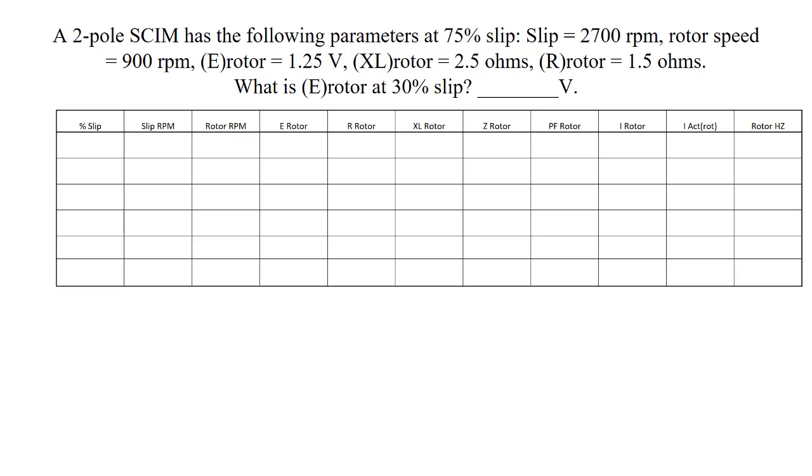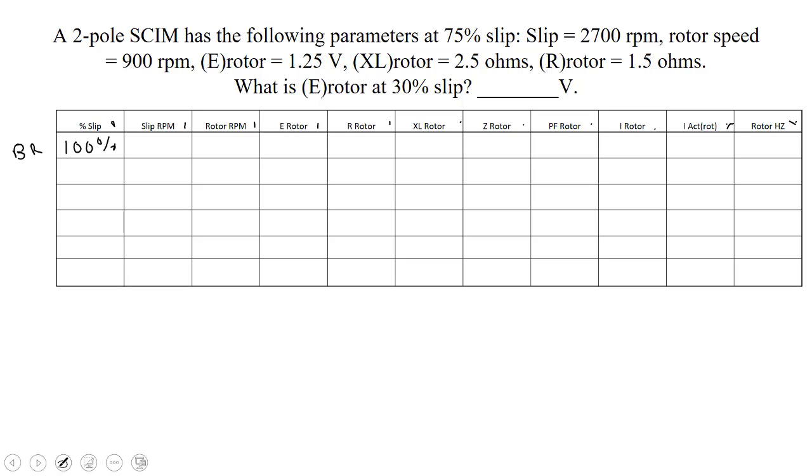So we've got percent slip, slip RPM, rotor RPM, E of rotor, R of rotor, XL of rotor, Z of rotor, power factor, I rotor, I active or in-phase current in the rotor, and then the rotor frequency. The way that we do it is we'll put the 100%, or what we also call the blocked rotor values, at the top. Blocked rotor values.